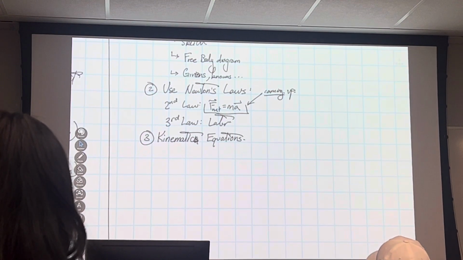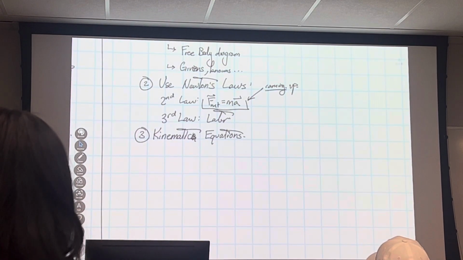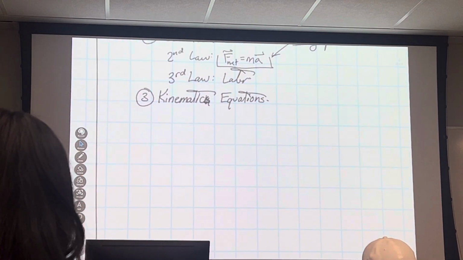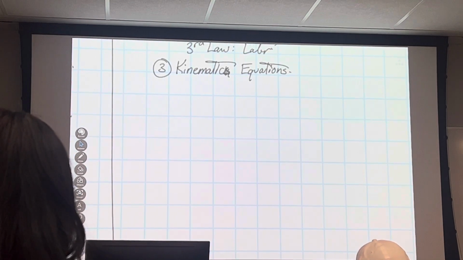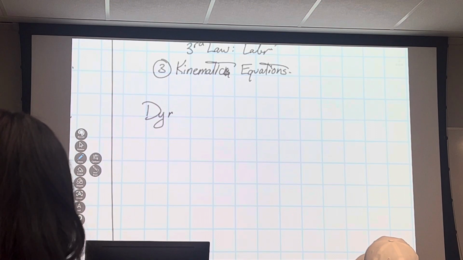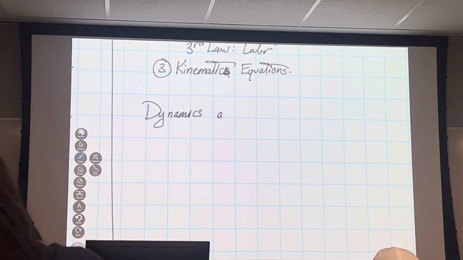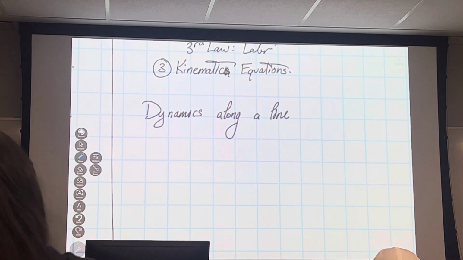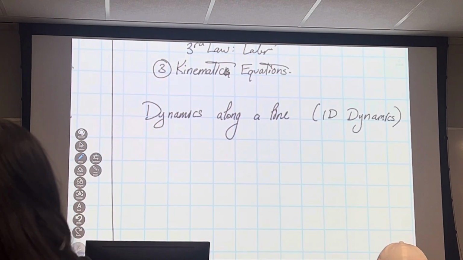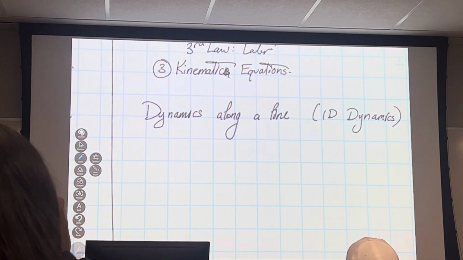So let's pick up here. Now there were a few things that I did want to at least recall to your mind before I did the examples. So what we're going to be looking at is actually dynamics along a line, meaning this is one-dimensional dynamics. Just like how we started off kinematics with 1 dimension, because that was the simplest scenario, we're going to do the same thing here.